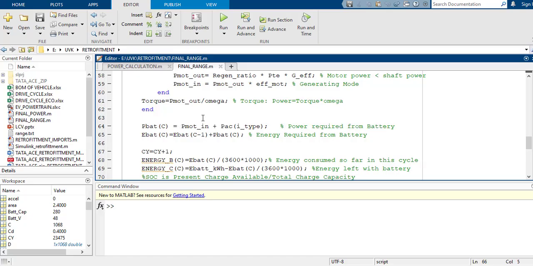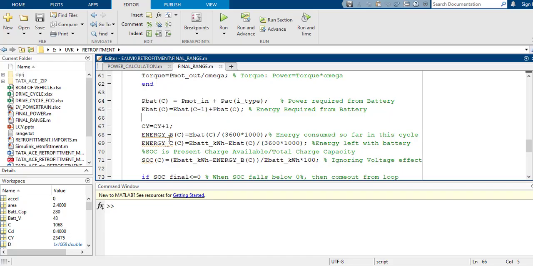So what is the power required from the battery? I already explained in the last chapter that the power required from the battery is the motor input plus all the accessories input, the accessories which are run by the battery. So the energy required from the battery is the previous energy in the last second plus the battery capacity, which is called the energy of the battery.